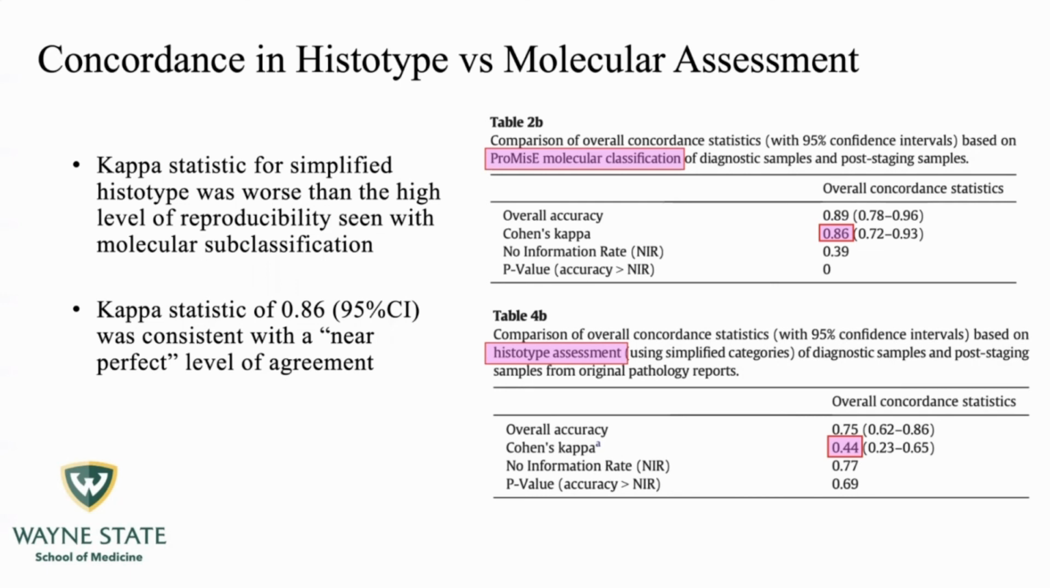The kappa statistic for simplified histotype was worse than the high level of reproducibility seen within the molecular subclassification. And the kappa level of agreement is almost 95% in the proposed molecular classification versus the histotype. So it's near perfect. Remember, in pathology, there is nothing 100%, okay, particularly in classifications.